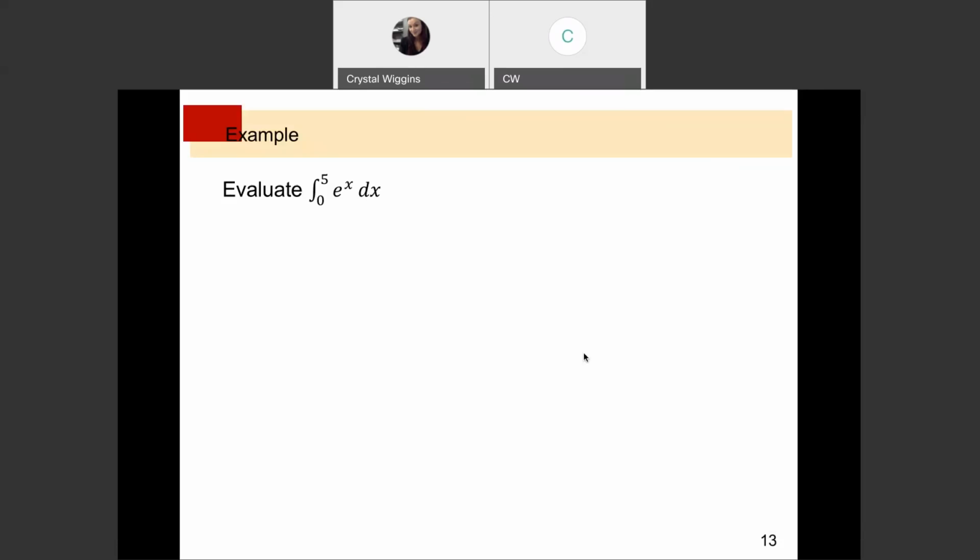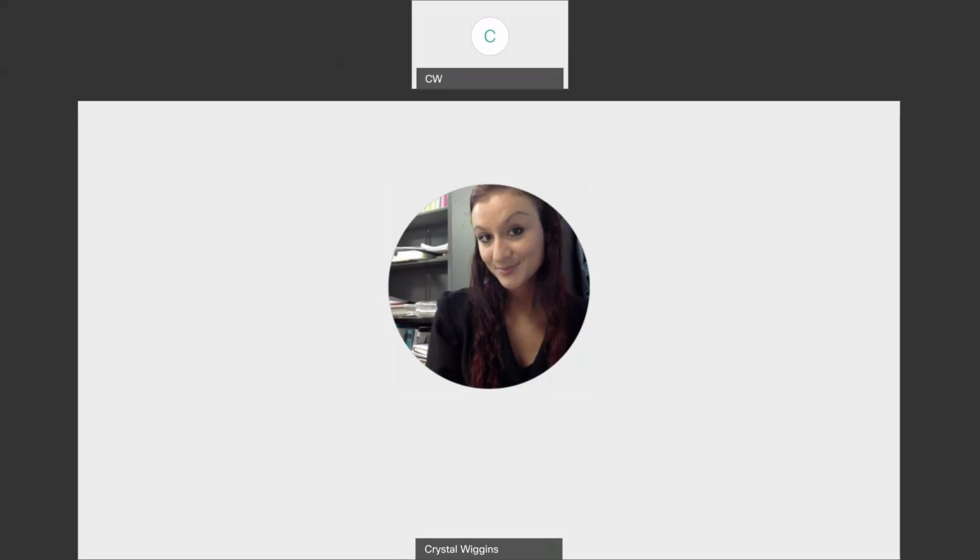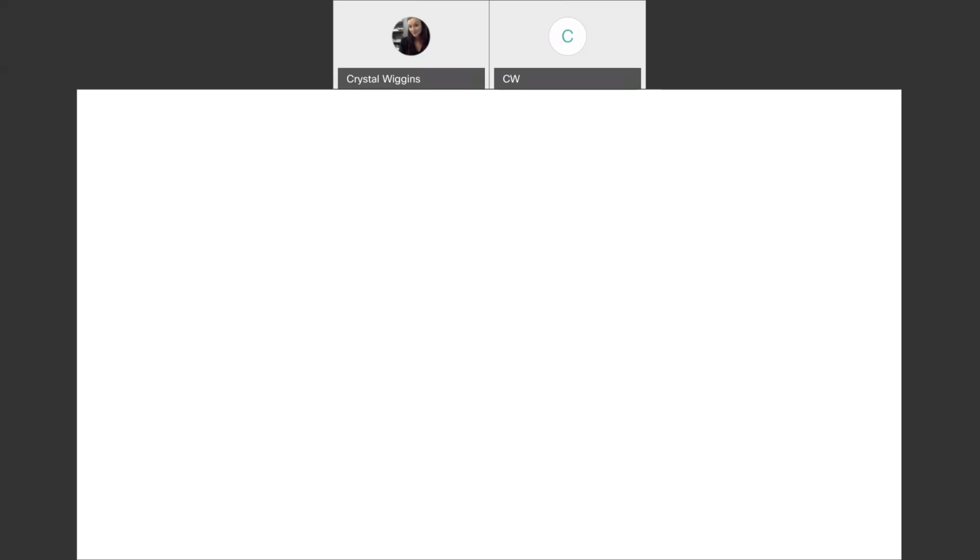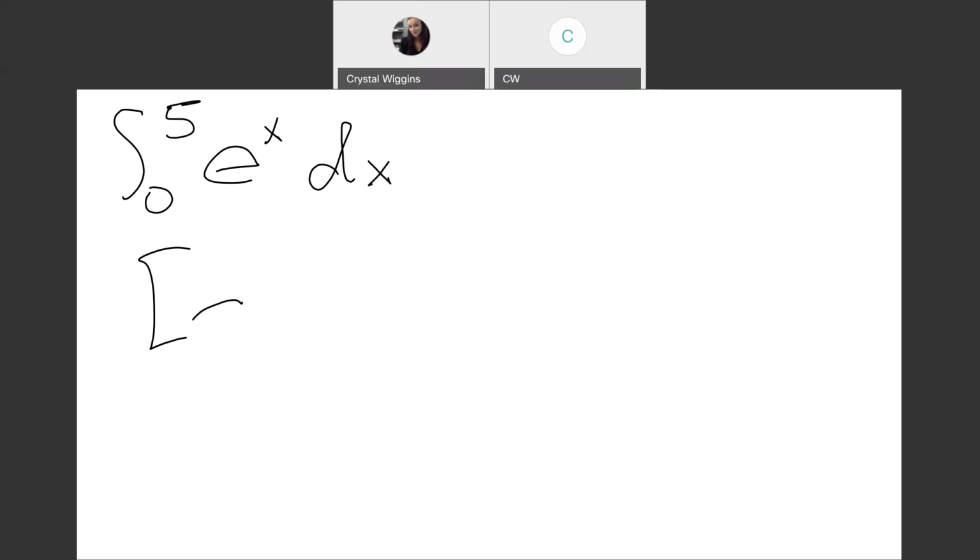So our next example is the integral from 0 to 5 of e to the x dx. All right, whiteboard, let's go. Okay, we have the integral from 0 to 5 with the exponential function e to the x. Now, this one you guys should be happy about because remember the derivative of e to the x is e to the x, and so is the antiderivative. So we have the antiderivative being e to the x.